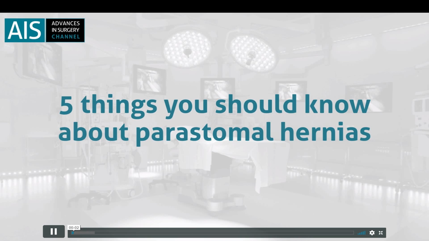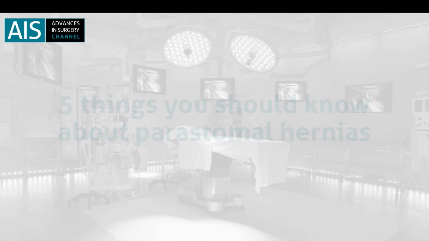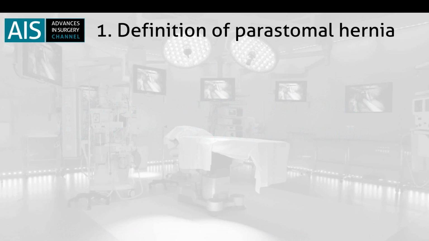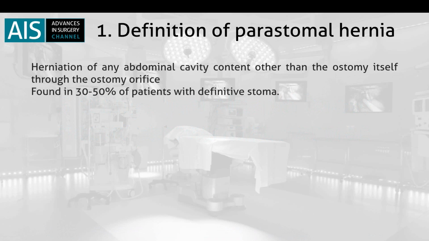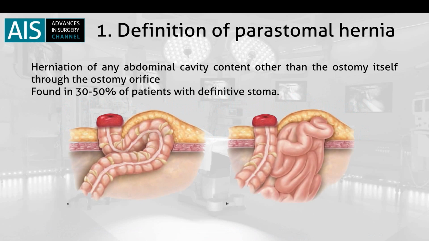Know about peristomal hernias. Introduction and definition. A peristomal hernia is defined as a herniation of any abdominal cavity content other than the ostomy itself through the ostomy orifice. It should be distinguished, however, from mucosal prolapse, which is a full-thickness protrusion of intestine through the stoma.